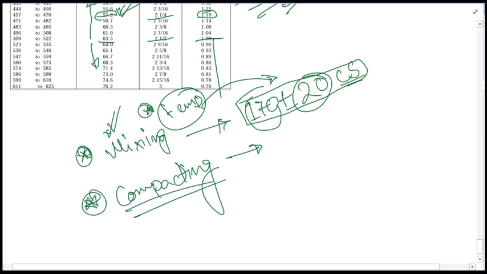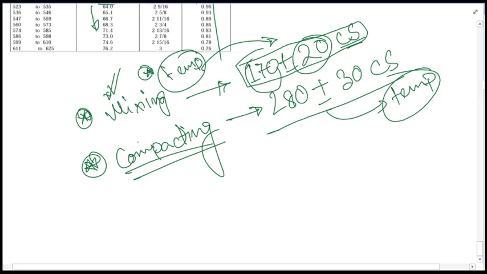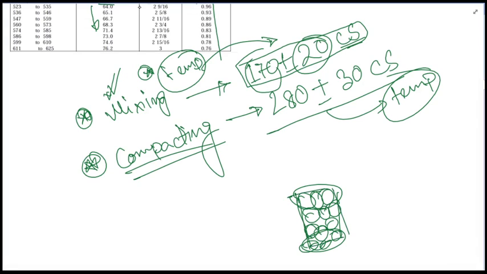And for compacting, the guideline says that it will be 280 plus or minus 30 centistokes, and the temperature corresponding to 280 plus or minus 30 centistokes will be the compacting temperature for your mold. So why will you be compacting after mixing? Well, when the mixture has been finally done, we'll need to make compaction to put it in actual shape. So after the asphalt content is mixed over there.